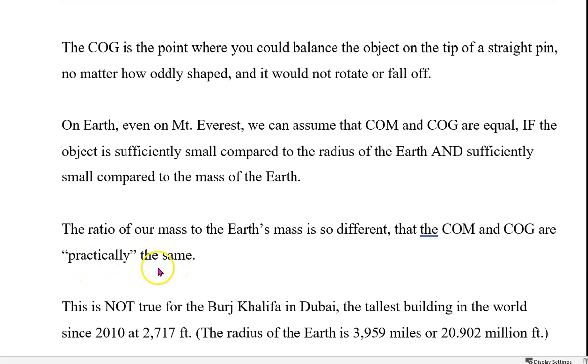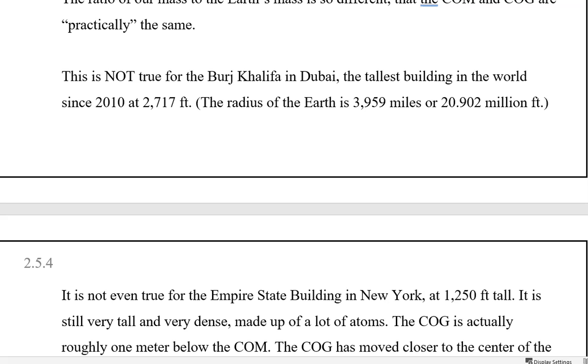They're not exactly the same, but the difference is so minuscule you can't really measure it. This is not true for the Burj Khalifa in Dubai. This is the tallest building in the world since 2010 at just over 2,700 feet. The radius of the Earth is 3,959 miles, or 20.9 million feet.